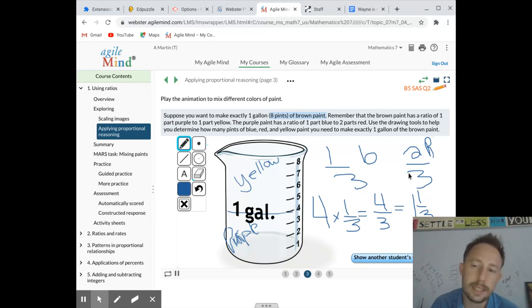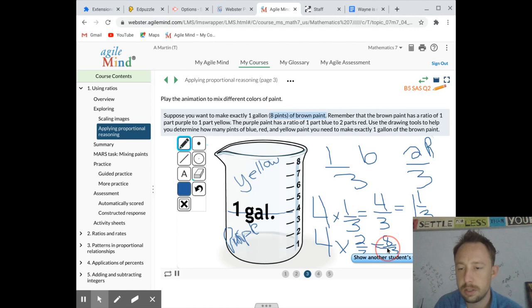So let's try the next one. Let's see if we can do it on our own. What's 4 times 2/3? What's 4 times 2? 8/3. Good. And 8/3 would simplify to what? 2 and 2/3. Perfect.